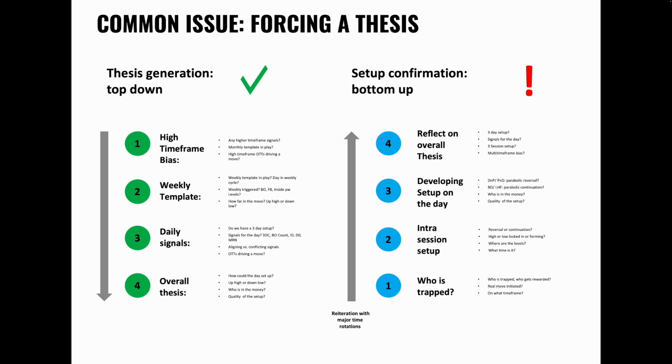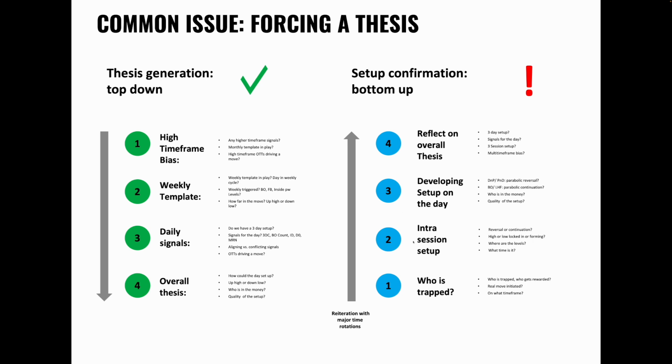So you really start bottom up. You look at what is happening in the session. What is it doing to the major levels? Who is trapped? That's how I start. I look at the H4 and the 8H and really wait. What is it doing to that? Is it faking out? Is it trapping someone? And if I see a trap, I'm going further up. What could be the intra-session setup?